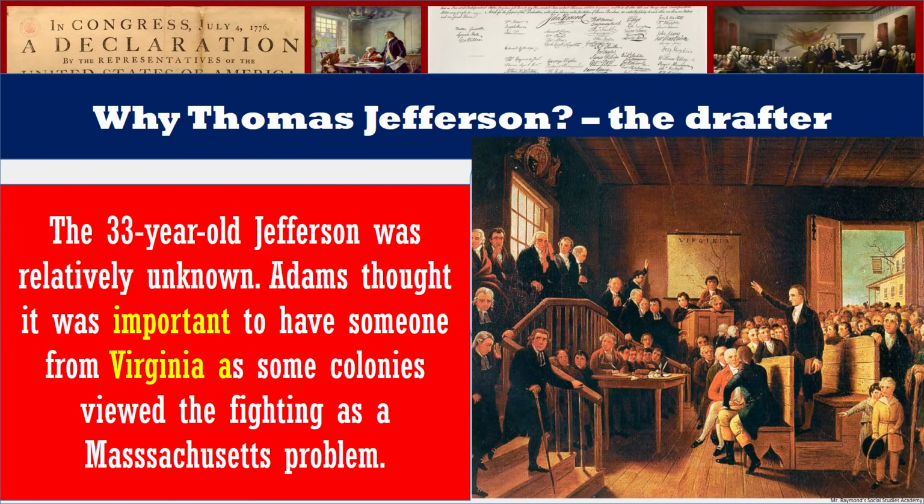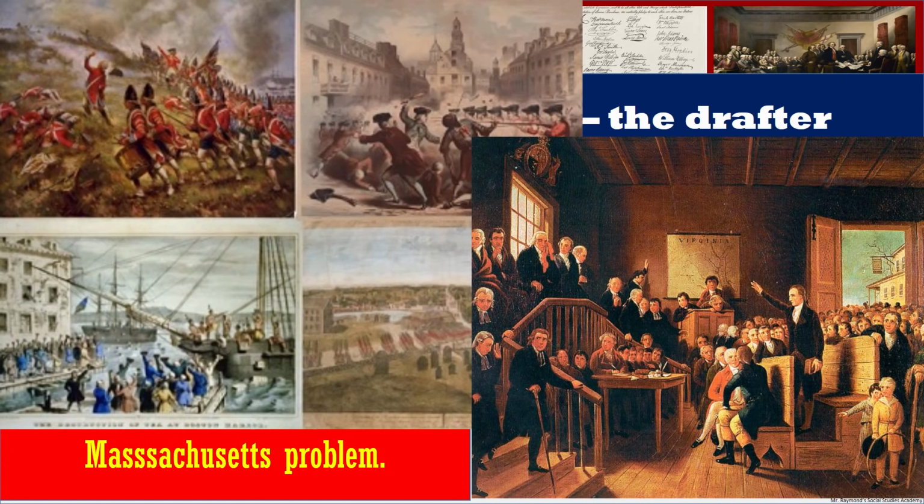One, he was a Virginian, and many of the colonies knew of the troubles in Massachusetts, centered around Boston. And while they were upset about the taxes and the way that Massachusetts was being treated, they hadn't yet suffered direct military conflict with Britain. In other words, some of them saw this as a Massachusetts problem.